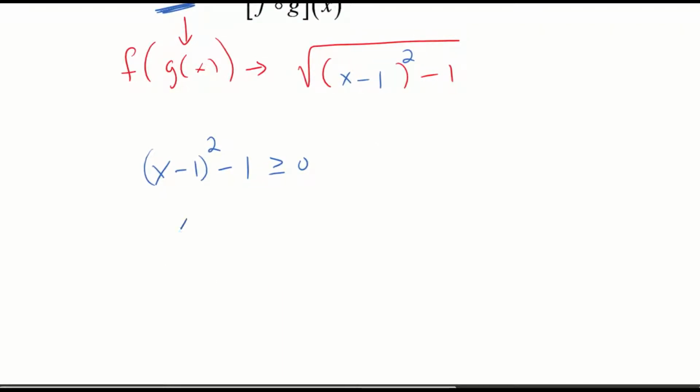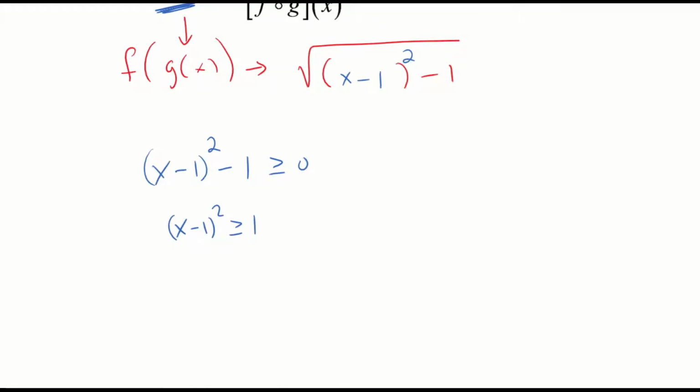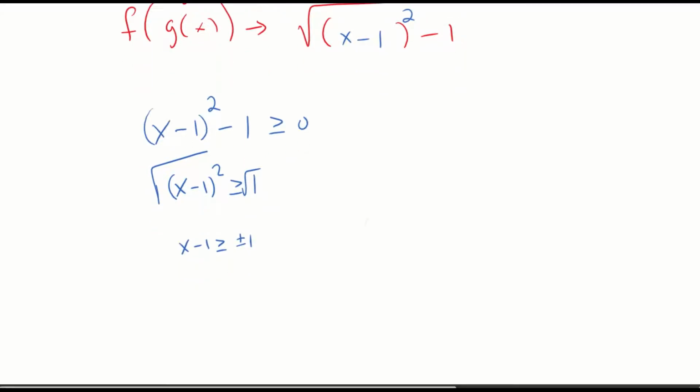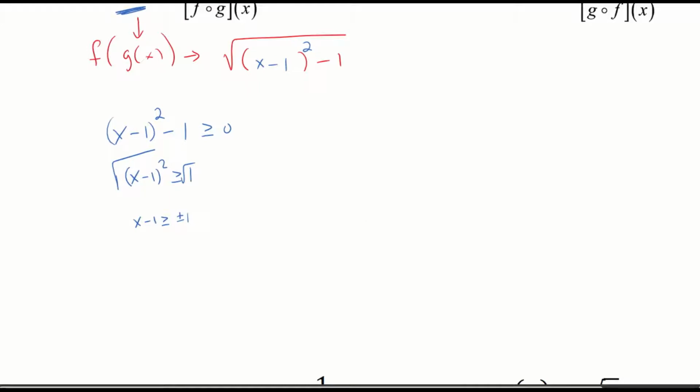So then we have (x minus 1) squared, and again, there's many ways you can go about it. We're just going to move the 1 over, and then we're going to square root both sides, right? So square roots, and that gives me x minus 1 greater than or equal to plus or minus 1. The fact that we have a plus or minus 1 means that we have negative 1, x minus 1, then positive 1, right? So we're going to have two separate solutions.